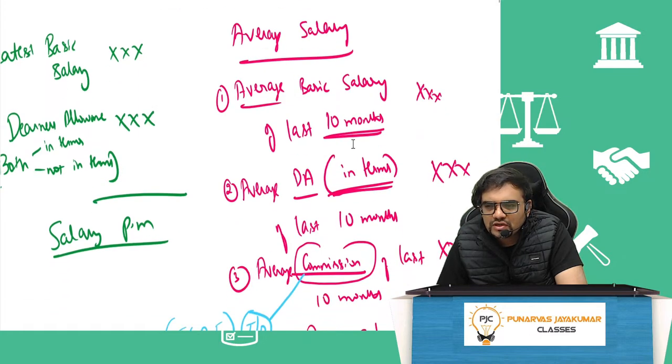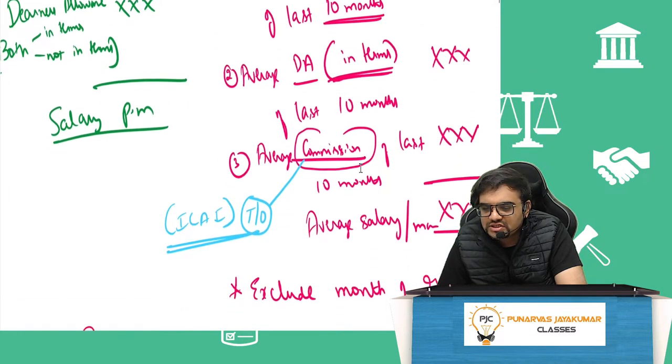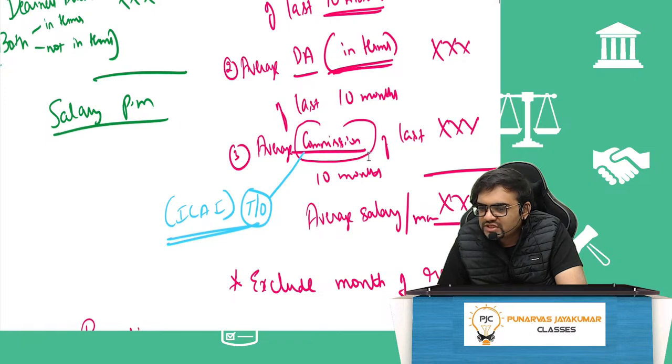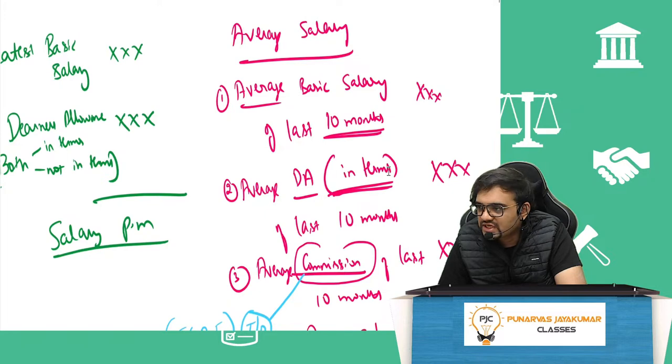First is the average basic salary of the last 10 months. Second, the average dearness allowance, which, mind you, is in terms of the last 10 months. Then the average commission of the last 10 months. As I told you, commission again will be part of the turnover, a percentage of turnover of the last 10 months. So here it is 10 months. That is the average salary.